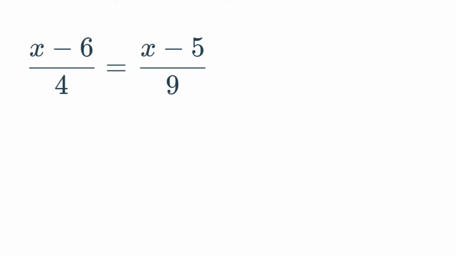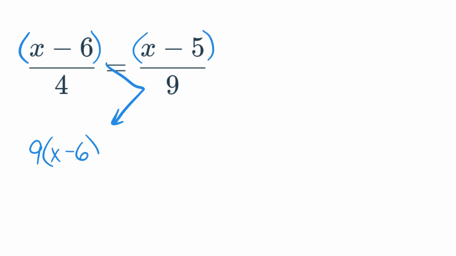Anytime we have a rational setup in a proportion form, what we're going to do is cross multiply these. So I'm going to put parentheses around both numerators, and then we cross multiply. We don't have to worry about excluded values on these because there is no variable in the denominator. So we do 9 times x minus 6, followed by 4 times x minus 5.